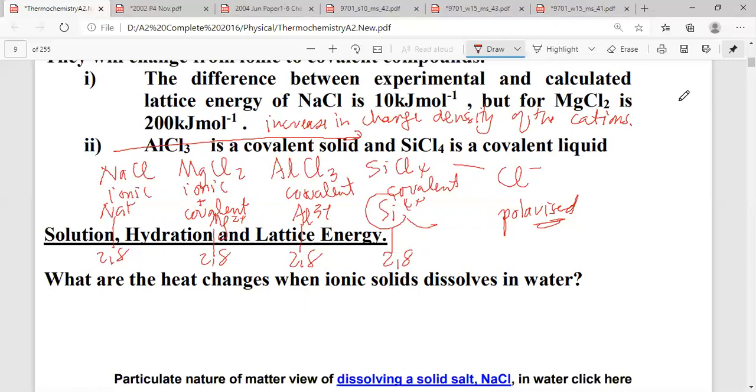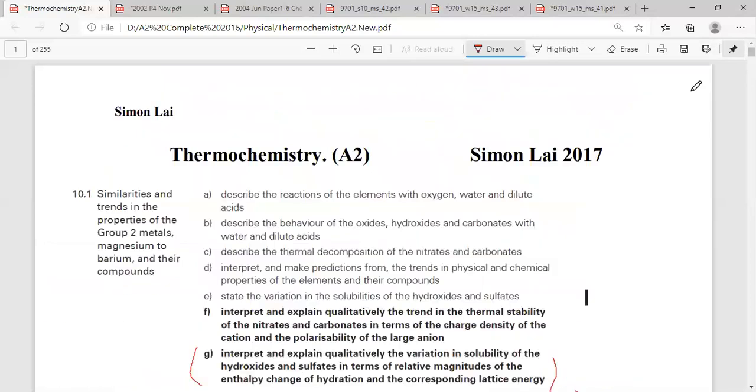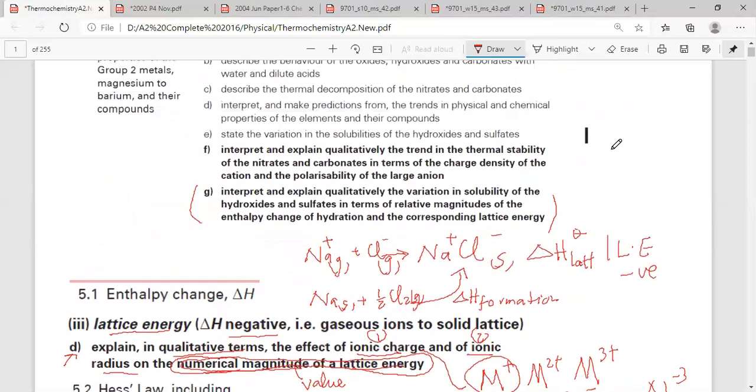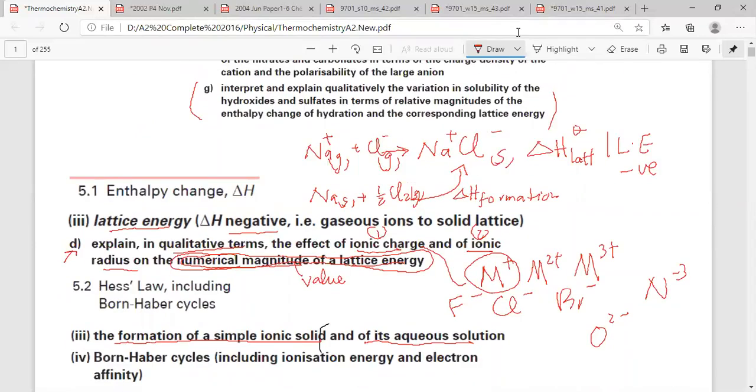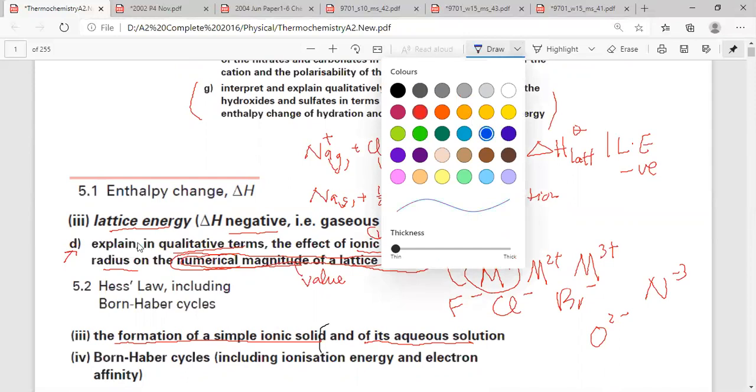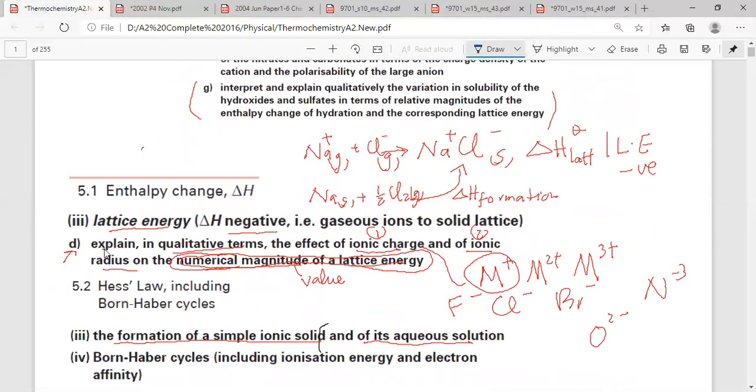Now the first one here, on page 9, I will come back. See, they say explain, I put a blue color so you can see clearly. Explain in qualitative terms. What are the two terms? Ionic charge, which controls, if it's positive, what we call the charge density, or polarizing power. Because it will also depend on the ionic radius.